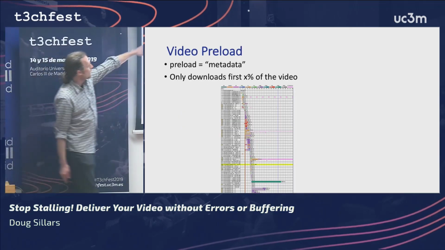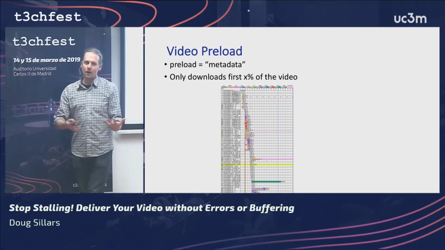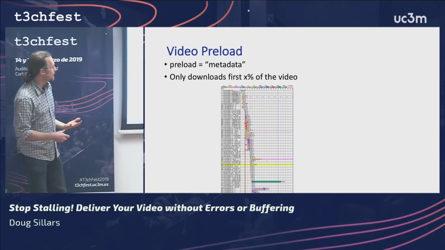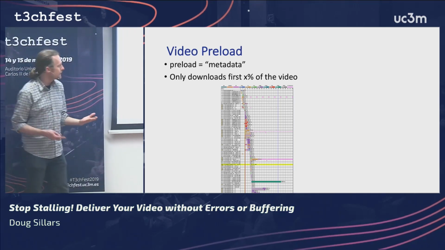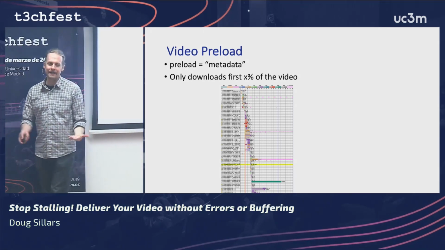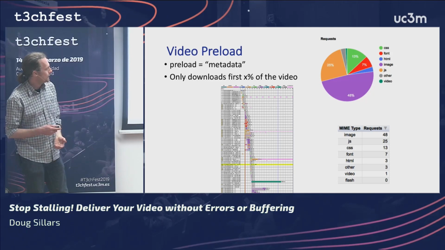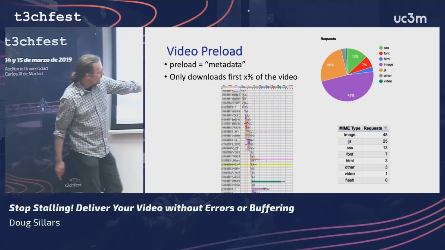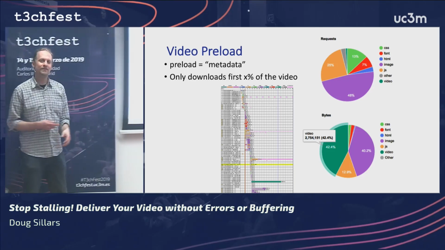The default parameter in Chrome is preload equals metadata. So if you just put a video up, Chrome will automatically do metadata. And so here it downloads the first 2 or 3% of the video. So here's another waterfall where it's doing preload equals metadata. The green line is the video. And so you can see there's this giant download happening. You can see it's just one request, one video request, but it ends up being 2.7 megabytes.